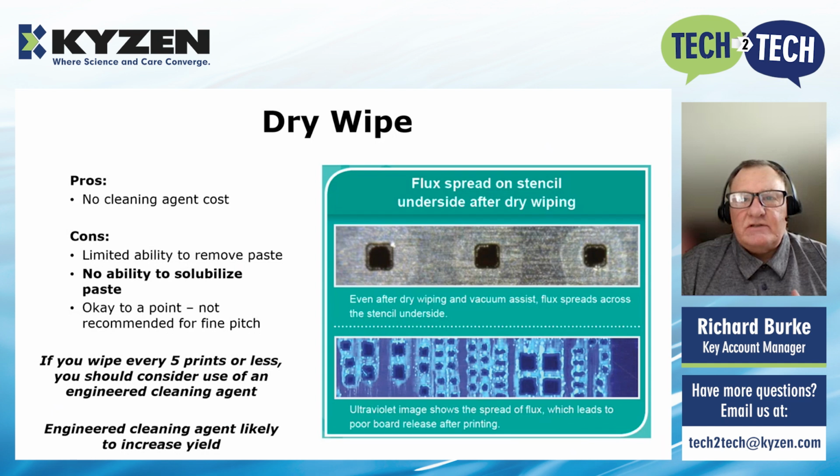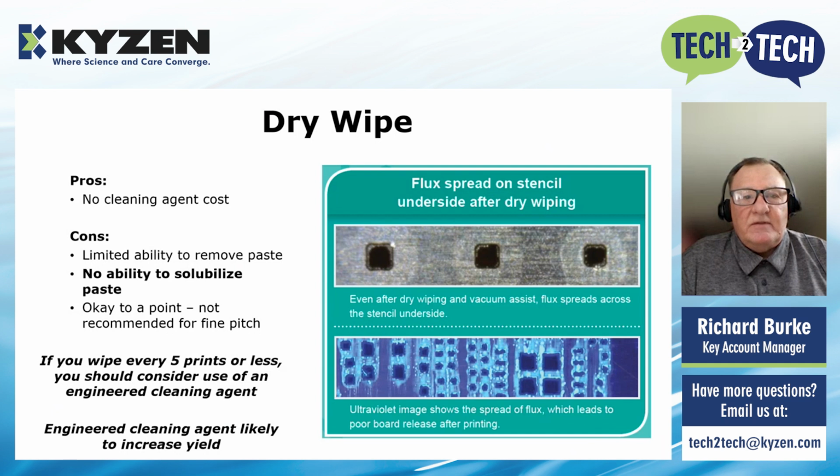First, we'll step back now and look at each of these. We'll look at a dry wipe, a wet wipe with IPA, and a wet wipe with an engineered cleaning agent. So first, what we want to look at is just the pros and the cons of this selection. A pro might be no cleaning agent costs. From a cost standpoint of that process, that would be a pro.